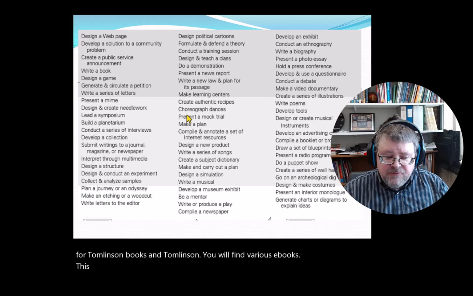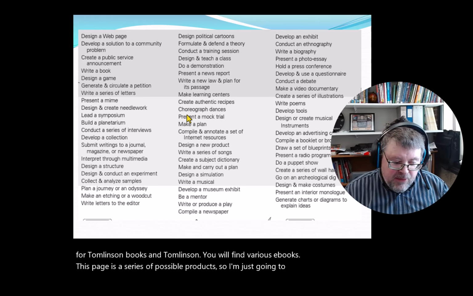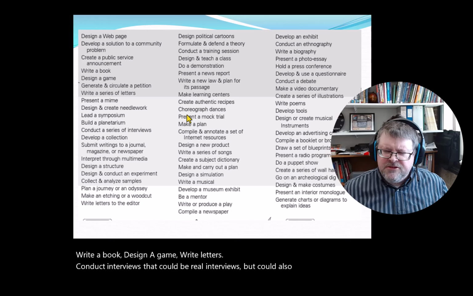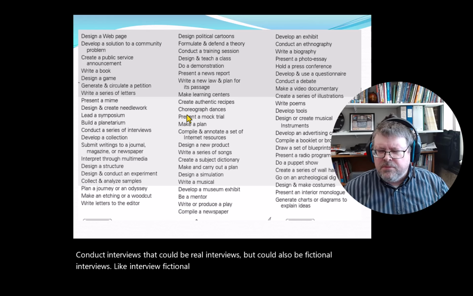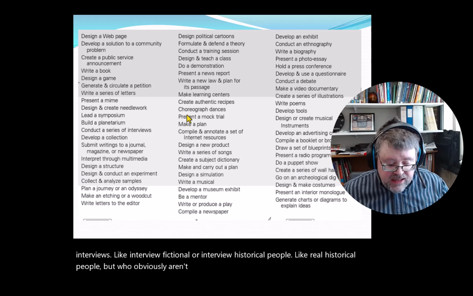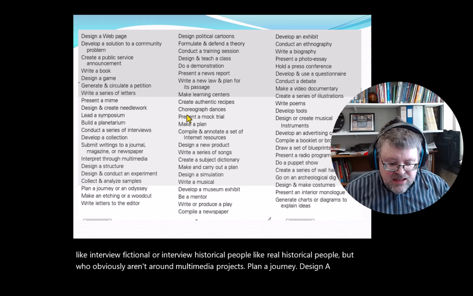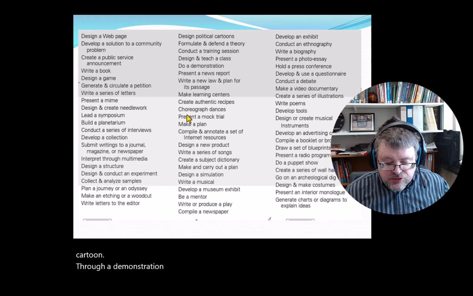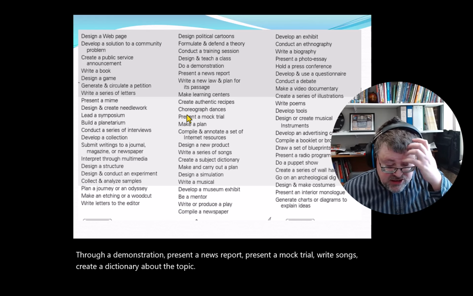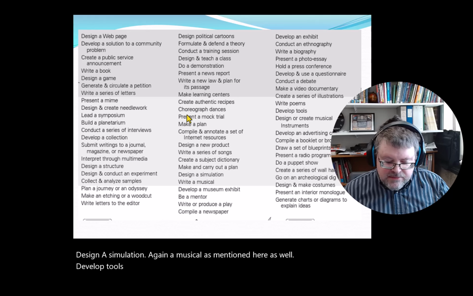This page is a series of possible products. So I'm just going to mention a few of them. Write a book, design a game, write letters, conduct interviews. That could be real interviews, but it could also be fictional interviews, like interview fictional or historical people, real historical people, but who obviously aren't around. Multimedia projects, plan a journey, design a political cartoon, do a demonstration, present a news report, present a mock trial, write songs, create a dictionary about the topic, design a simulation, again, a musical is mentioned here as well, develop tools, write poems, conduct a debate.